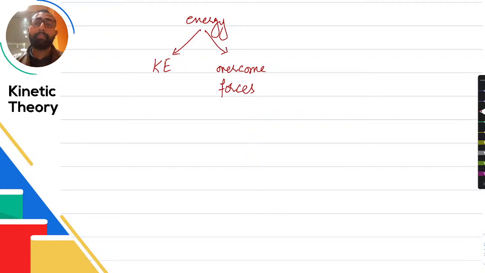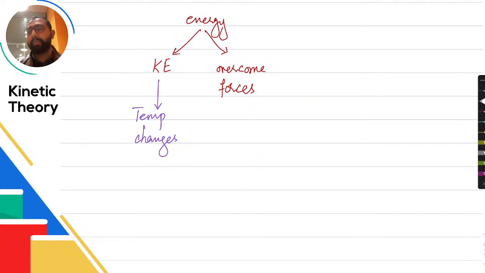So 2 things can't happen at once. Either the energy will go and change the kinetic energy of things, increase or decrease it, and that means that you will see some effect based on that. Or it will go and overcome the forces that you have there. Now, how does this manifest itself in real life? The kinetic energy, when that changes, you will see a change in temperature. So the temperature changes because of this.